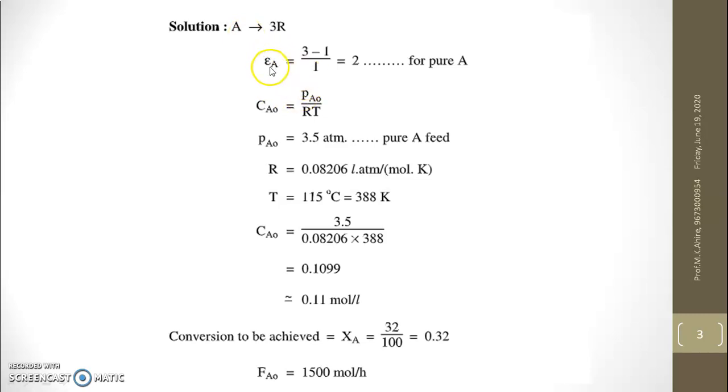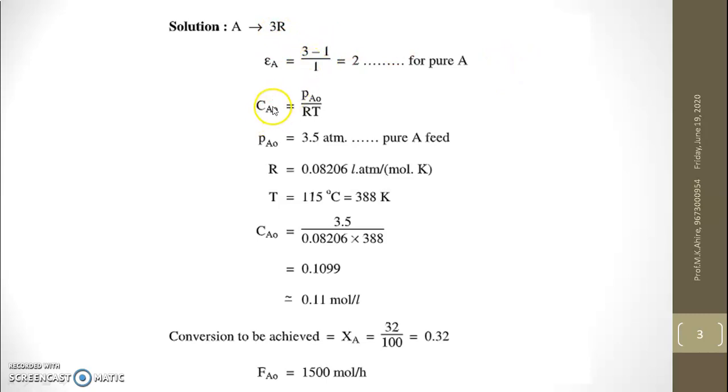So we have to find epsilon A, the fractional change in volume. How will we find that? By correlating these numerical values 3 and 1. These are the coefficients, actually the moles, of product and reactant. So epsilon A will be (3 minus 1) upon 1, the change in volume upon original volume. This will be the fractional change in volume, so it will be 2. As it is pure A, no other calculations are required.